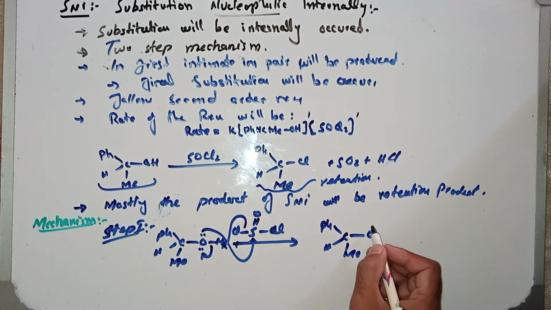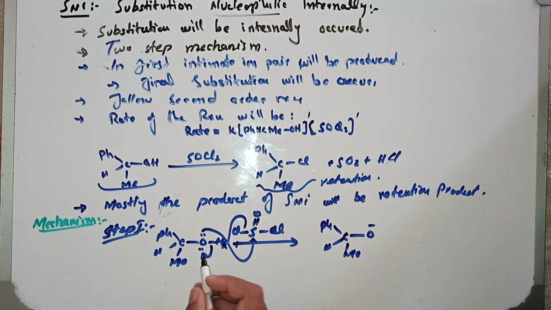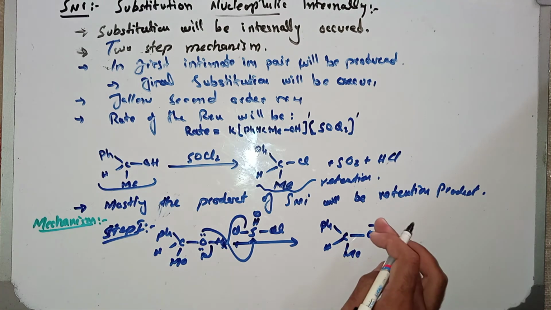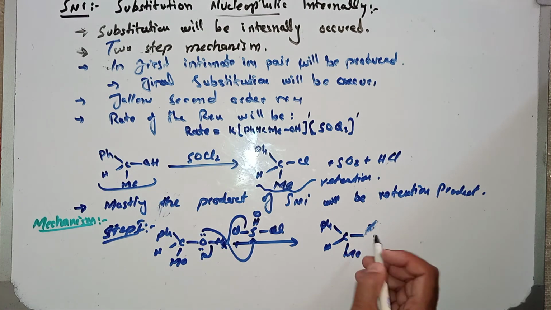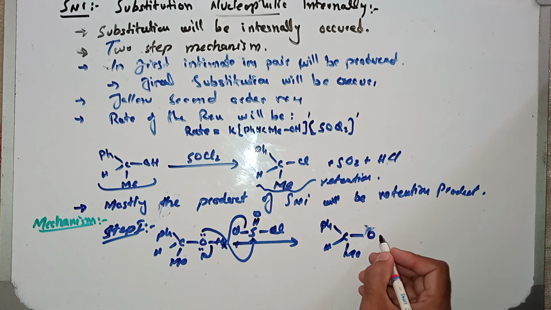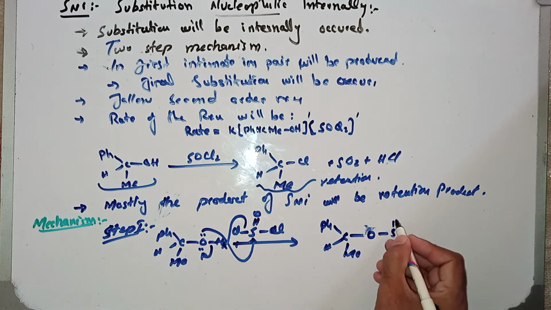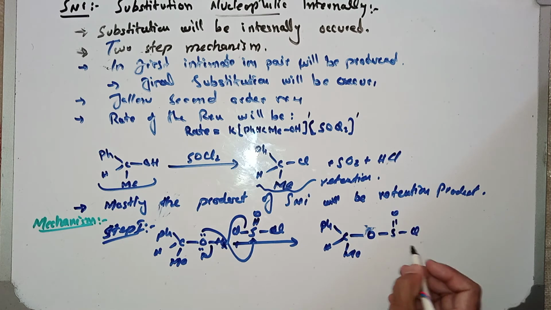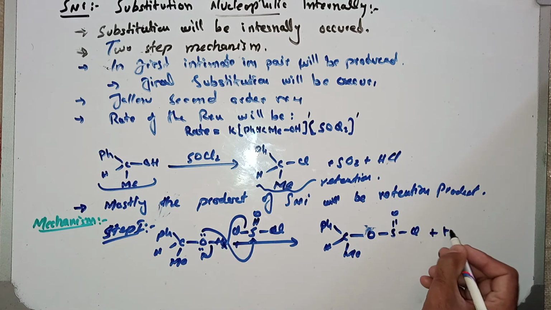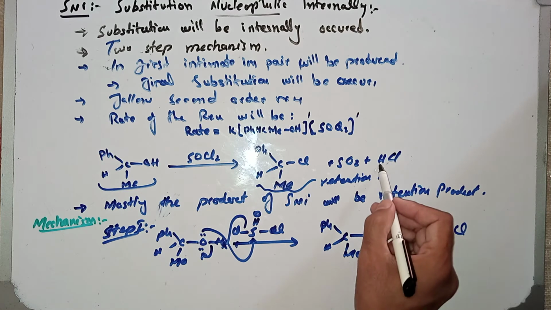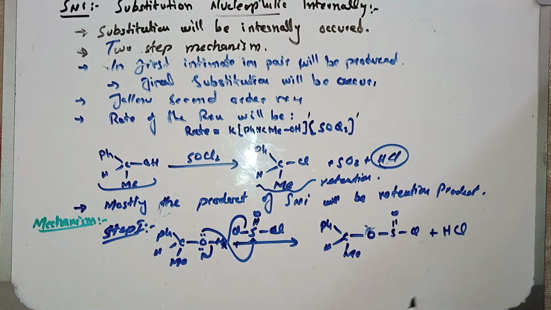Here O becomes negative. Not O negative, here carbon becomes positive. Or you can say that here it will be like this, that is O bonded with sulfur, double bond O, Cl, plus HCl generated. This is one product, that is HCl.